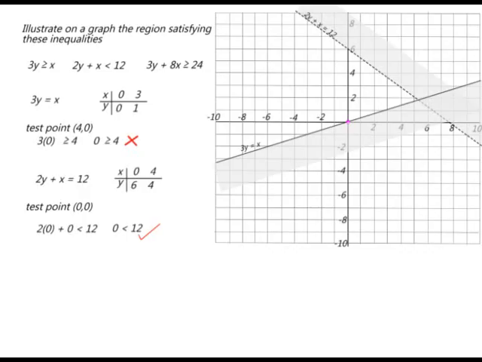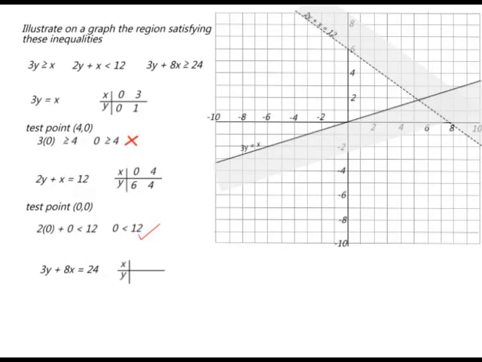We move to the last inequality. 3y plus 8x is greater or equal to 24. Clue number 1, it's a continuous line. As an equation, 3y plus 8x is equal to 24.